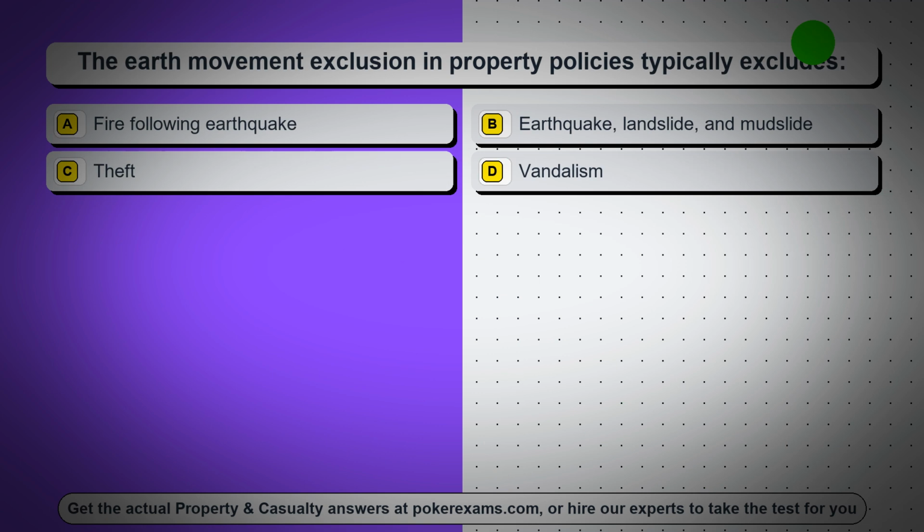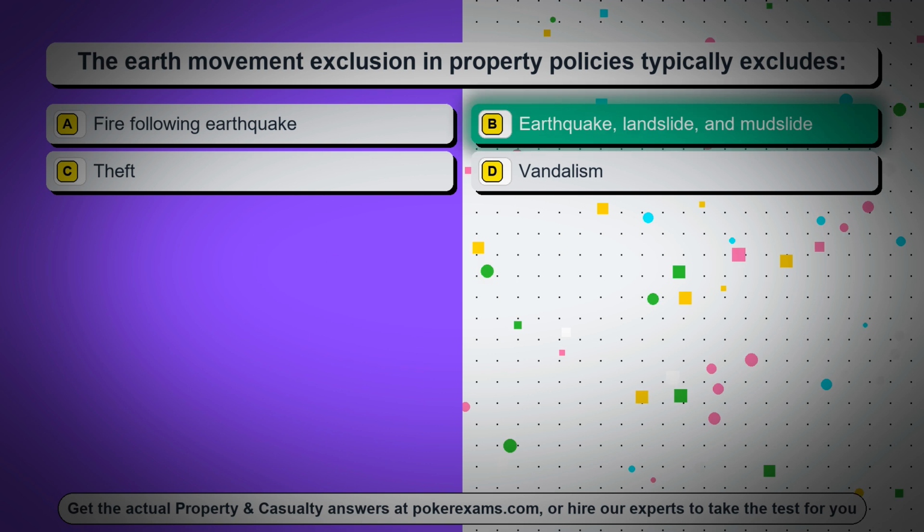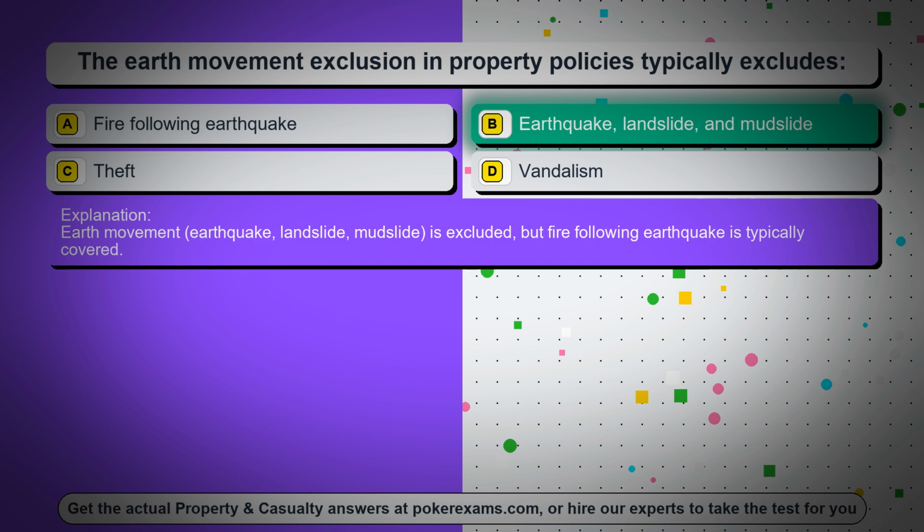Question 85. The earth movement exclusion in property policies typically excludes: Option A, fire following earthquake. Option B, earthquake, landslide, and mudslide. Option C, theft. Option D, vandalism. The correct answer is option B, earthquake, landslide, and mudslide. Earth movement (earthquake, landslide, mudslide) is excluded, but fire following earthquake is typically covered.